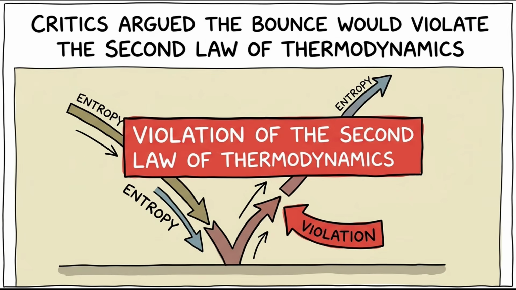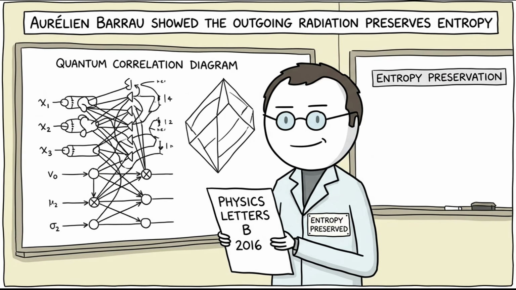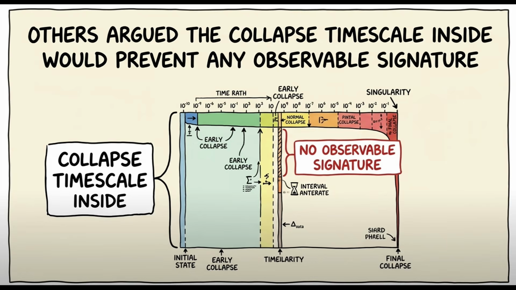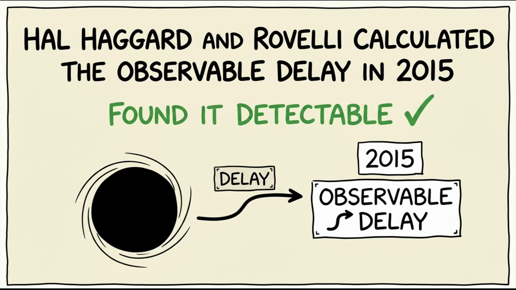Critics argued the bounce would violate the second law of thermodynamics. Entropy would decrease when the black hole released its contents. Aurélien Barrau at Grenoble showed in a 2016 paper in Physics Letters B that the outgoing radiation preserves entropy through quantum correlations. Others argued the collapse timescale inside would prevent any observable signature. Hal Haggard and Rovelli calculated the observable delay in Physical Review D in 2015 and found it detectable.